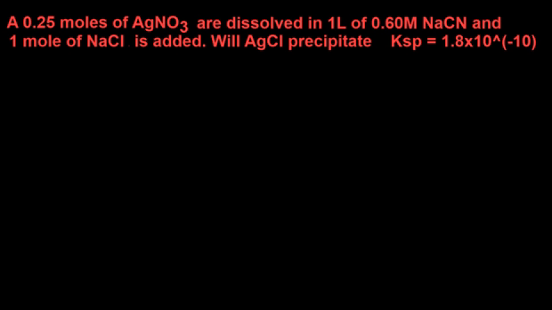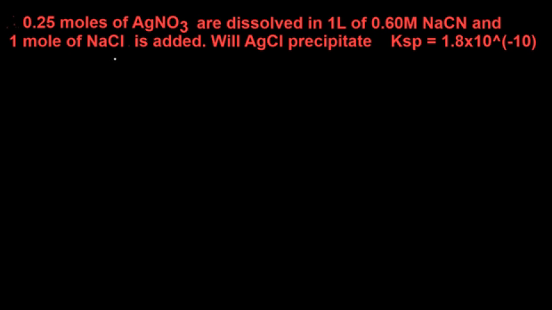Okay, so we have 0.25 moles. I'm going to erase the A because that sounds stupid. Okay, so we have 0.25 moles of AgNO3 dissolved in 1 liter of 0.6 molar sodium cyanide, and then we add 1 mole of sodium chloride, and we want to find out if the silver chloride will precipitate. Okay, so let's ignore the sodium chloride part for now.